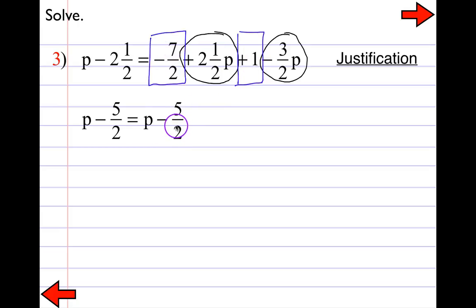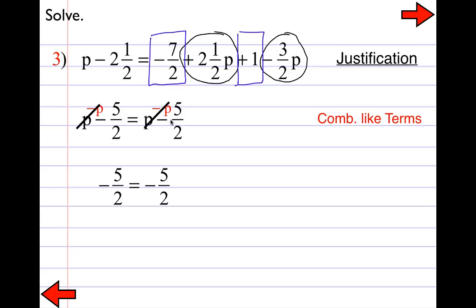At this step, I'm going to justify it by saying that I combined like terms in order to get this step. Now, at this step, some students may even be able to tell me what the answer is right now, but I do want you to finish all the steps. So here, we're going to move our variable over. In this case, we're going to move it to the left, but again, you can move it to the right as well. So here, I'm going to subtract p from both sides, which leaves me with -5/2 equals -5/2.